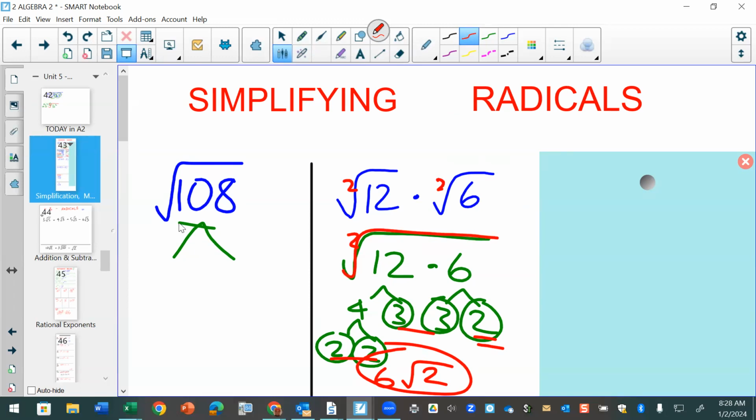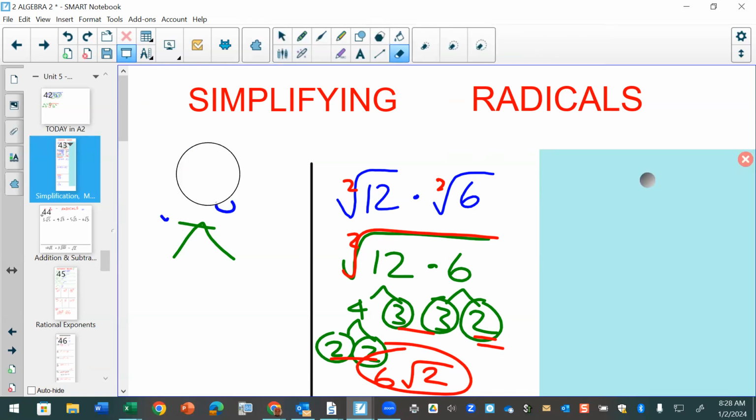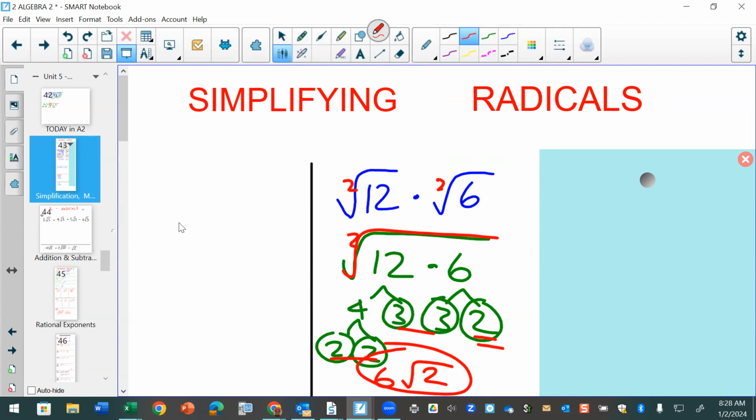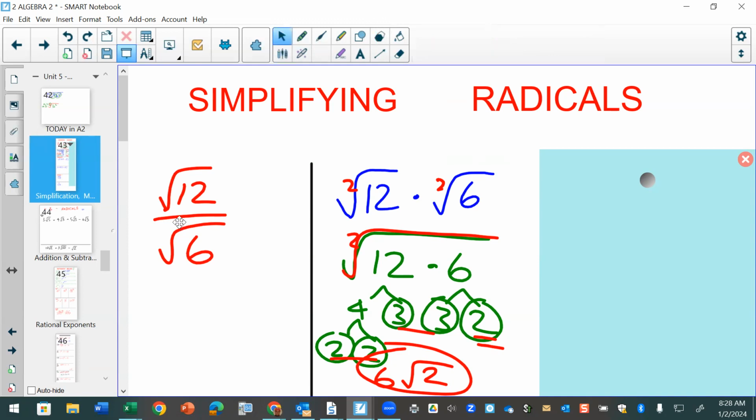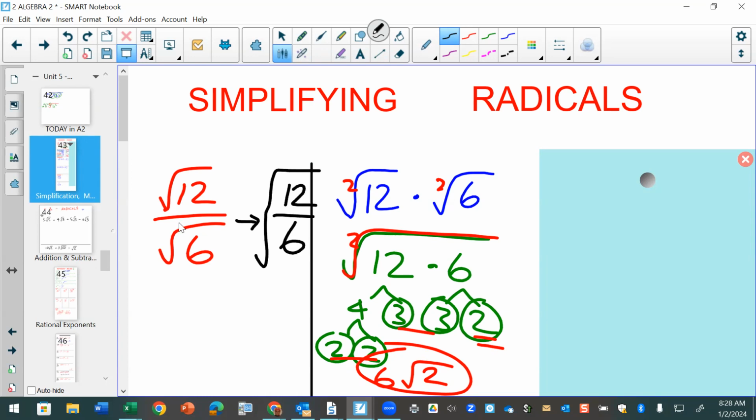Okay, and the same goes for division. Same goes for division. You'll like this one. Write this one down. Looks like a difficult problem. Actually, very easy. Yeah. Are they both the same square roots? Yes. So what are you allowed to do? You're allowed to put them both under 1. What's 12 divided by 6? 2, done.